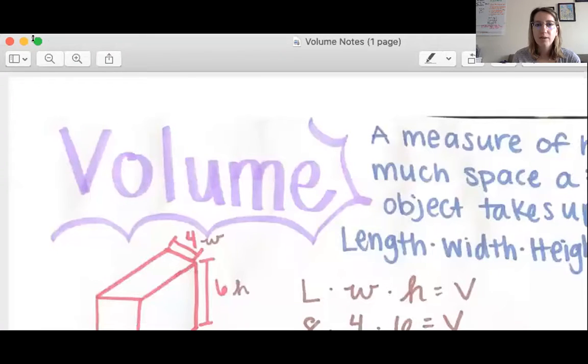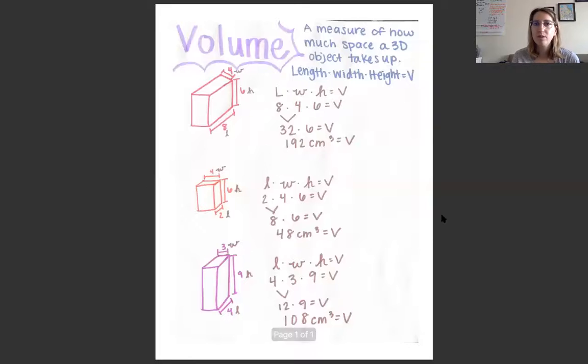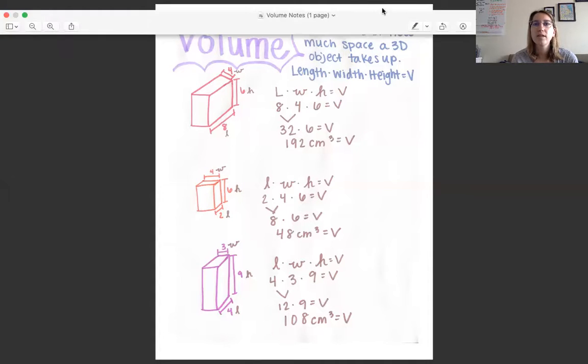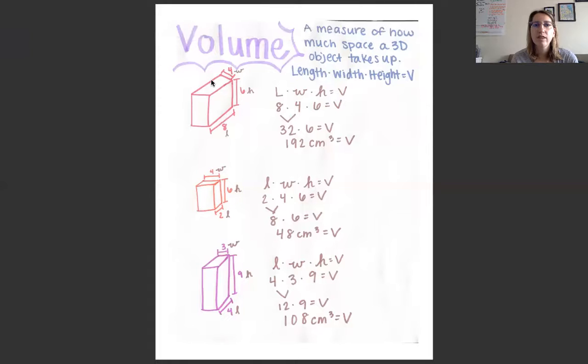Alrighty, so we're going to share the notes first here. So here are our volume notes, okay? Up here we have the title, and we have our definition of volume, which is a measure of how much space a 3D object takes up. And from there we know that this right here is the formula for that. Length times width times the height equals the volume.